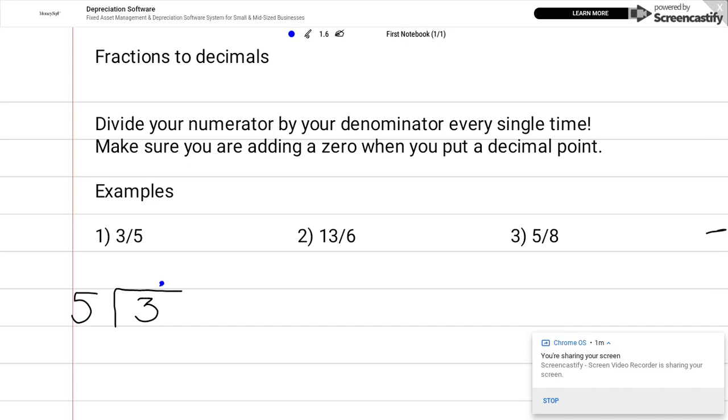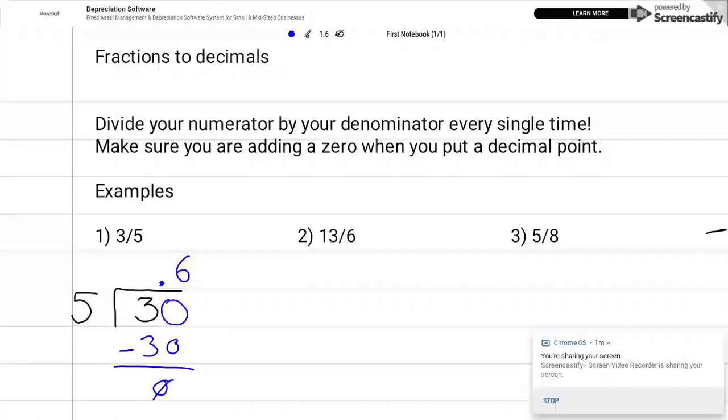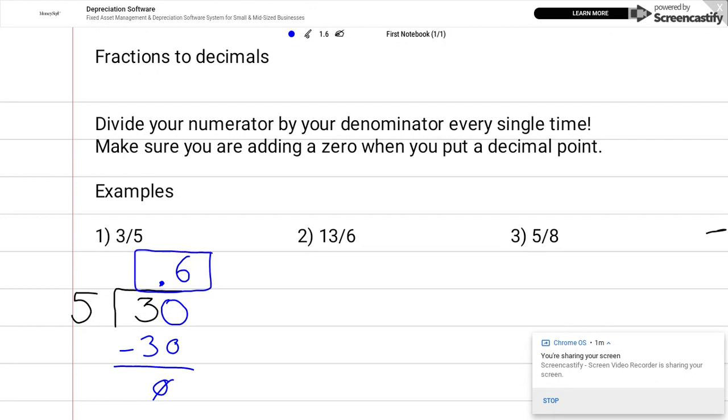You can put a decimal place there to make this number larger now. So now I can put 5 into 30, and that is going to go 6 times. So 6 times 5 gives me 30. Subtract, and I get 0. Once you reach the number 0, you are done, and this is your conversion. So 3/5 as a decimal is going to be 0.6.